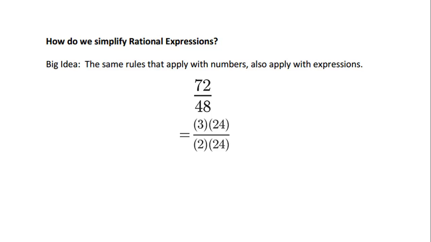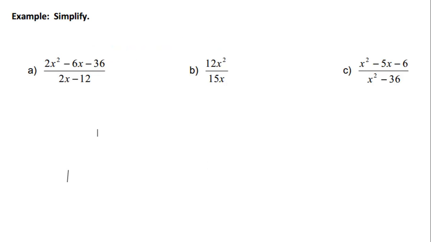And so what that enables us to do now is cancel out the 24s, and we're left with 3 over 2. That's in simplest form. That would be called our lowest term fraction. It's a little bit easier to understand than 72 over 48. And that's exactly what we're going to do with algebra. So we've got some examples here.